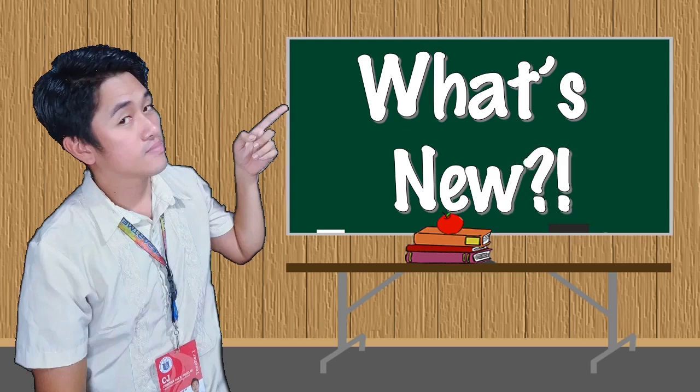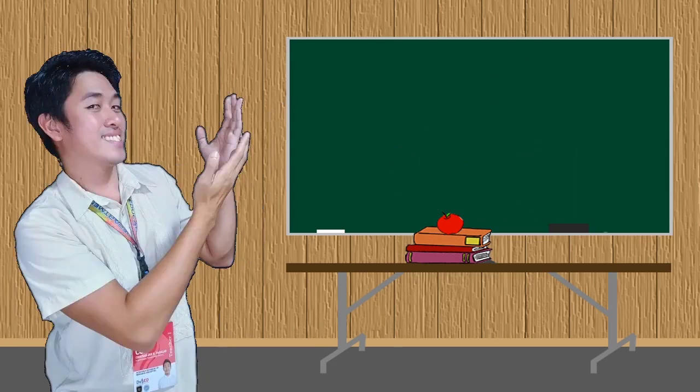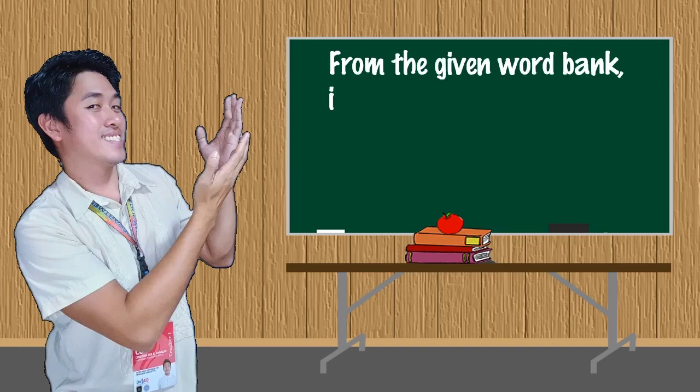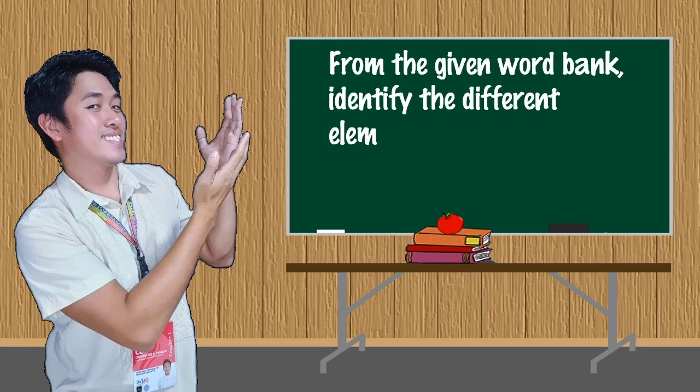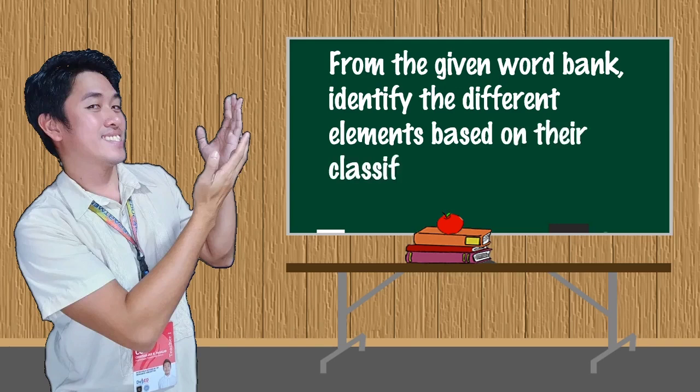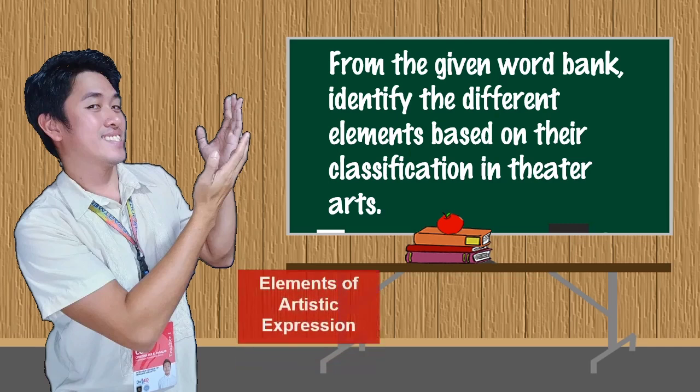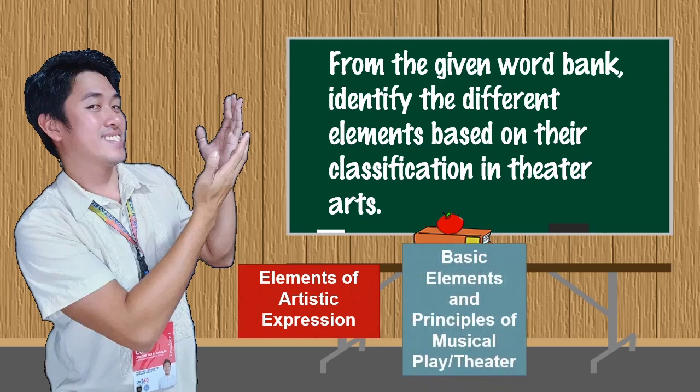Before we formally start our class, let's have first an activity. From the given word bank, identify the different elements based on their classification in theater arts. You're going to classify them as number 1, elements of artistic expression. Number 2, basic elements and principles of musical play or theater. Number 3, tools of an actor or actress.